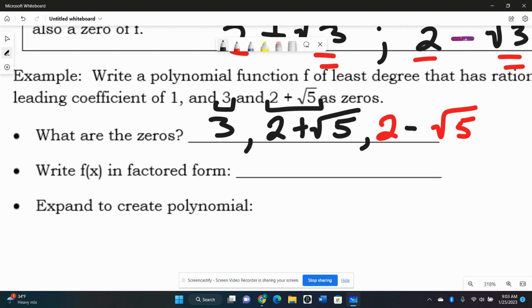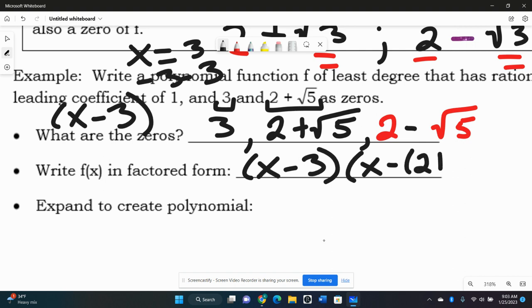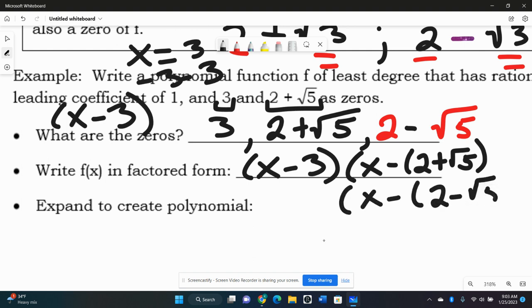So now the question is, how do we write this in factored form? Well, if you remember, when we say it's a zero, we're really saying that this is like x equals 3. We want it to equal 0. So how do we make it equal 0? We would have to subtract our 3. So we would want it to read like x minus 3. So just take all of these and switch the first sign. So x minus 3, x minus, and I'll put this in parentheses, 2 plus the square root of 5. And then down here, x minus 2 minus the square root of 5.